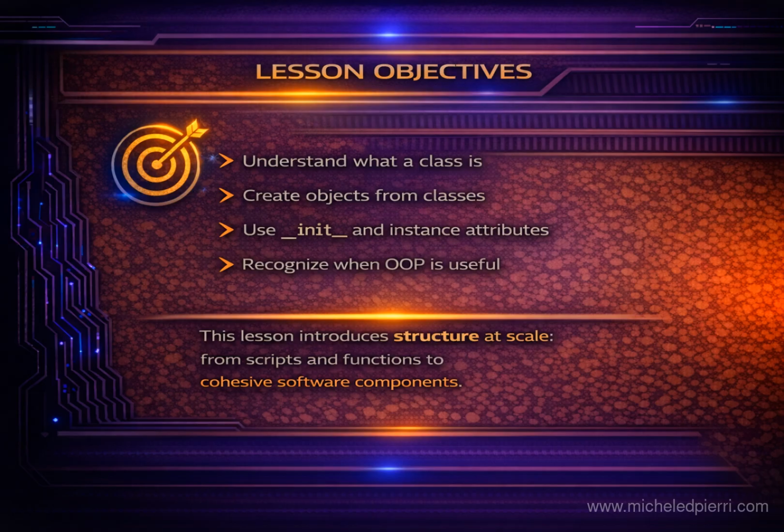Next, we will create objects from classes. An object is one specific instance with its own internal state. You can create multiple objects from the same class, and each one keeps its own data. This shifts you away from scattered variables and toward one entity, one place where state lives. Then we introduce __init__, written as __init__, and instance attributes. This is the setup step that gives a new object a valid starting state. Instance attributes are the object's own data, the values that make one instance different from another.